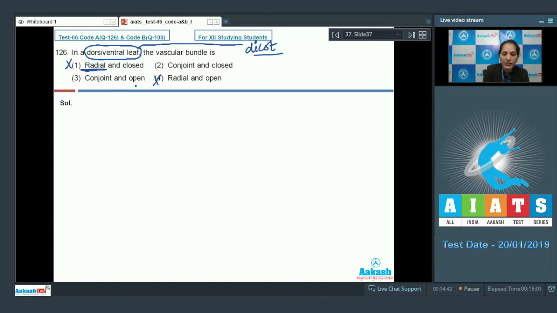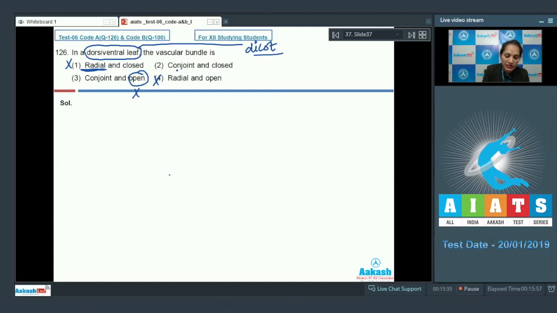Third option, conjoint and open. Open vascular bundles are open for secondary growth as they have cambium. But we cannot see secondary growth in leaves. They do not show secondary growth. So they are closed. So this is ruled out.